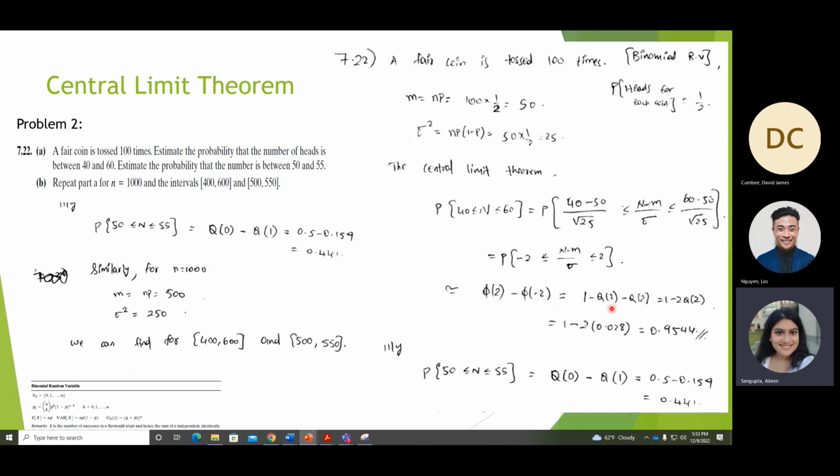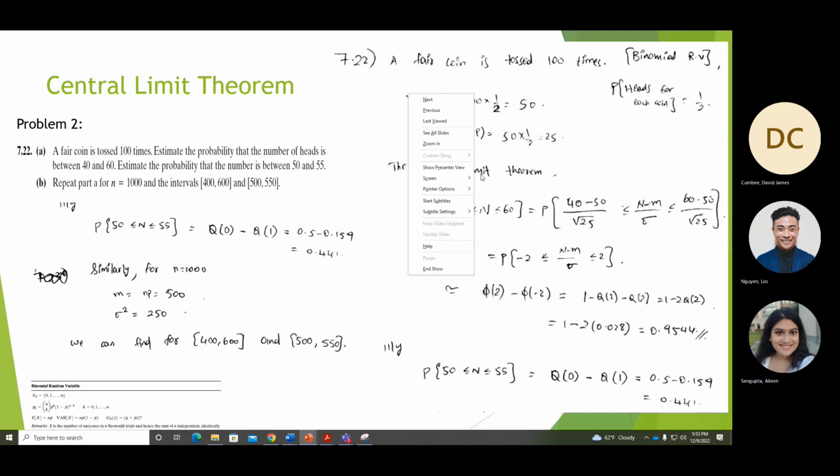So from phi to Q, you have a formula, right? You cannot do it without the formula. You have to convert that from phi to Q. And then once you convert it, you put the values of the Q, and then you find out the final answer. So if you don't follow these steps, your problem will be wrong. That's all.